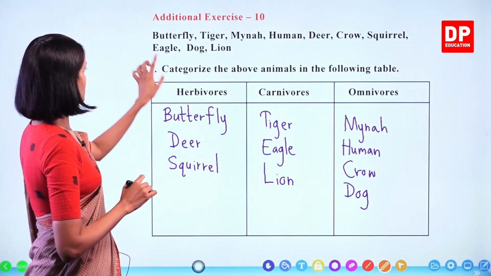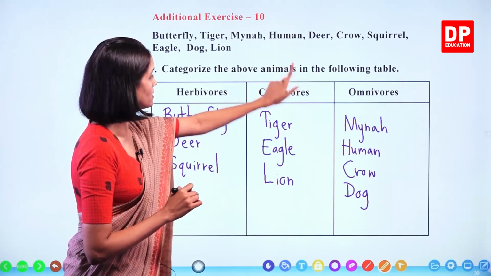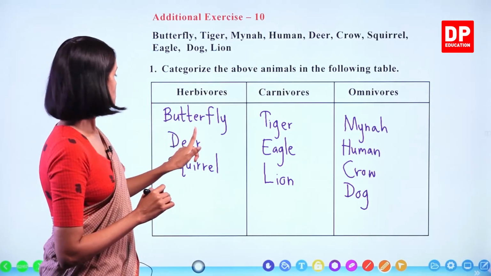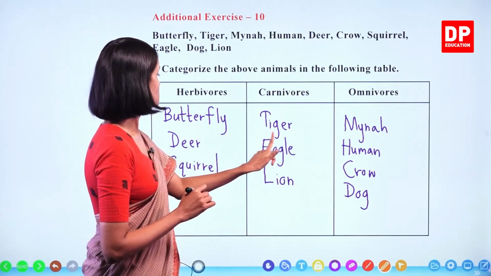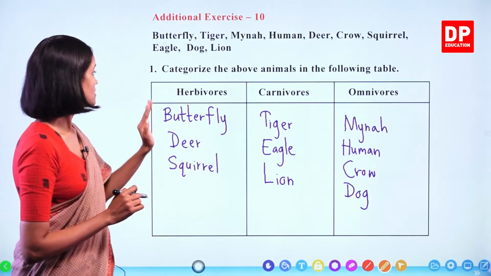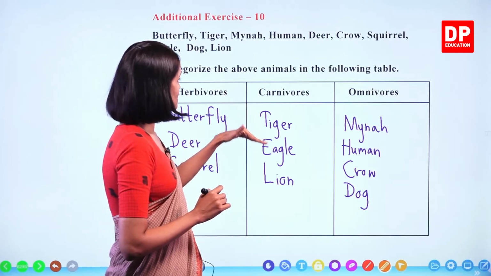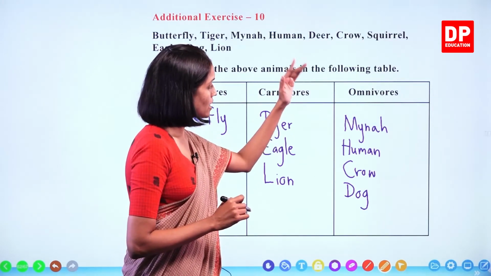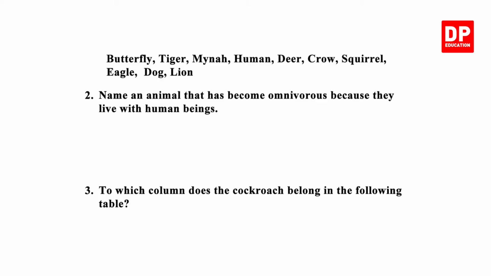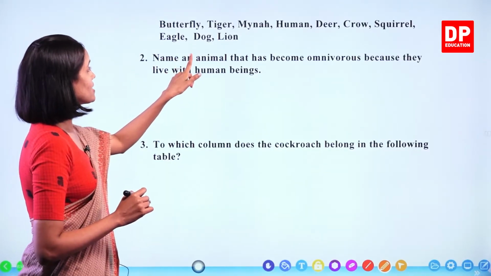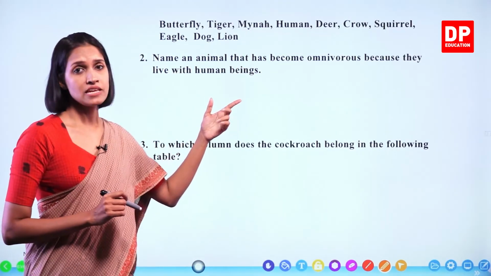So did we put everything? Butterfly, tiger, myna, human, deer, crow, squirrel, eagle, dog, lion. Butterfly, deer and squirrel are herbivores. Tiger, eagle, lion are carnivores. Myna, human, crow, dog are omnivores. Right? Okay. Name an animal that has become omnivorous because they live with human beings.